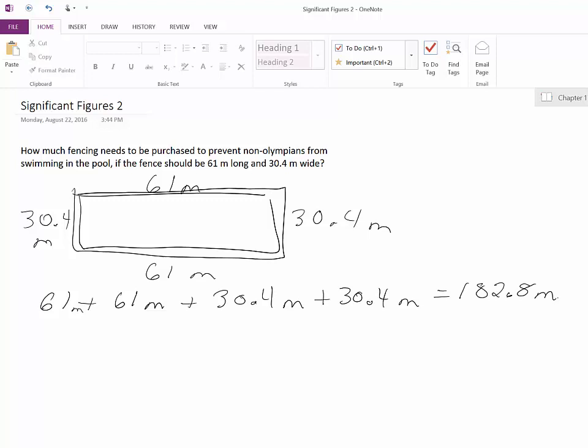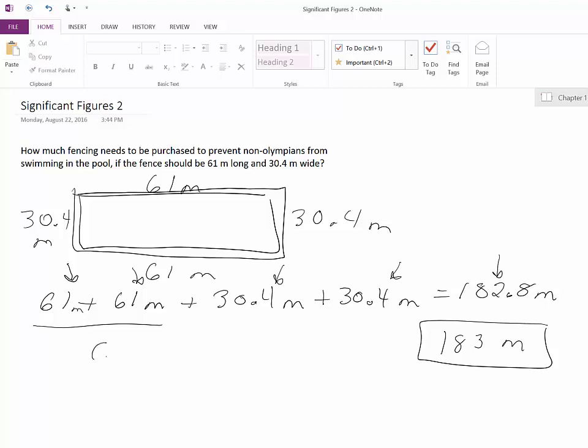Where are we precise to in these values? We're only precise to the ones place in the 61 meters, even though we're precise to the tenths place in the 30.4 meters. The measurements with the least amount of precision will dictate our answer. Since the ones place is less precise than the tenths place, we can only keep to the ones place. So in order to purchase fencing to surround this pool, we would actually need to purchase 183 meters of fencing.